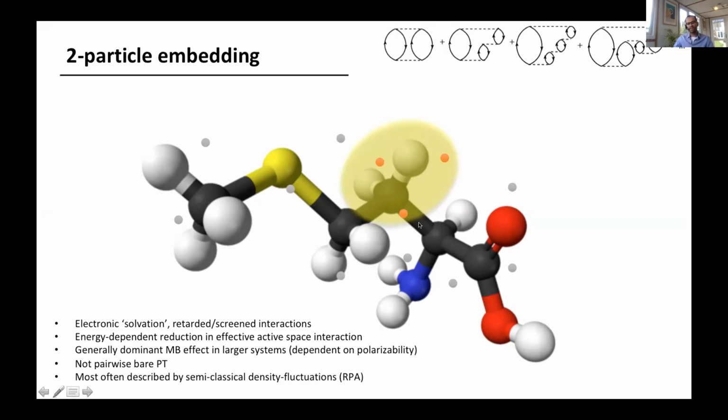And one way to think about this, if you were to think about what the effect is on the active space that you're describing, is a reduction in the effective Coulomb strength between the electrons in your active space. And so you can think of it as an electronic solvation effect, which is quite a nice way to think about it. But there are essentially large many-body rearrangements of the electrons in the environment to actually reduce the effective interaction strength in your active space. But crucially, this is also energy dependent. It depends on the energy scale of the scattering events in your active space.